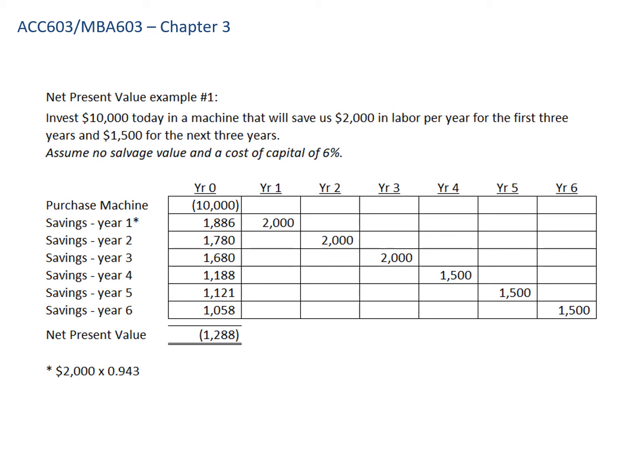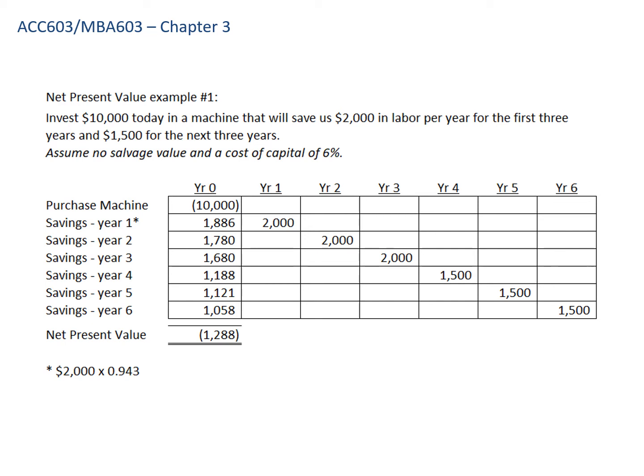I do the same thing with the savings in year 2. You can see that's worth a little bit less in today's dollars. That makes sense. As I go further out, money is being discounted more because I could have done something else with it for a longer period of time. So I bring all of those back and then I add them up.